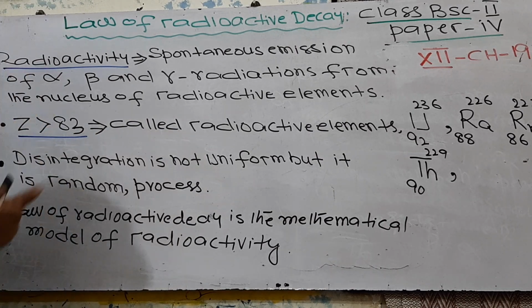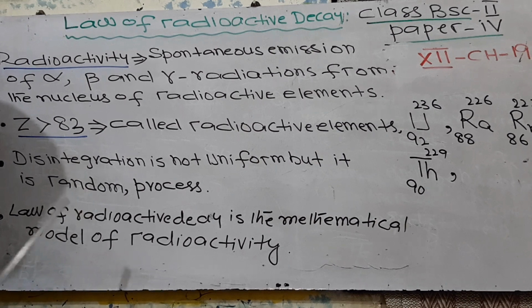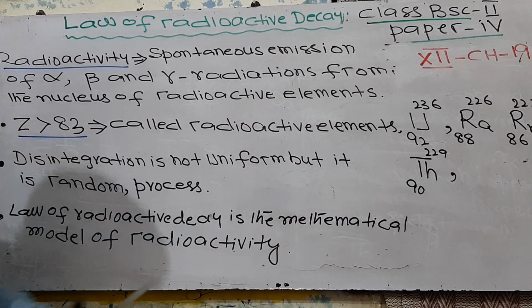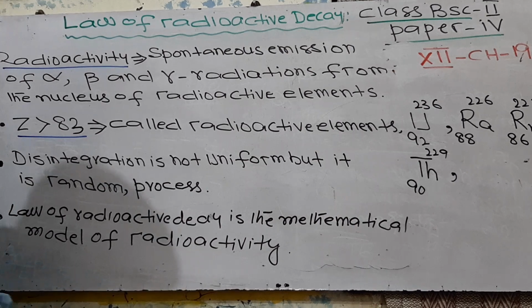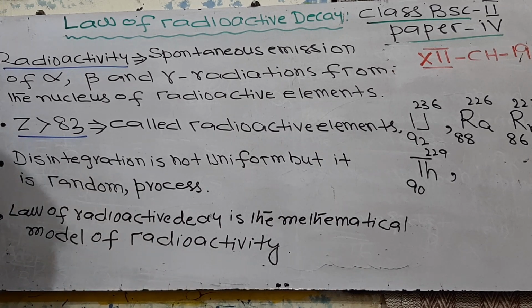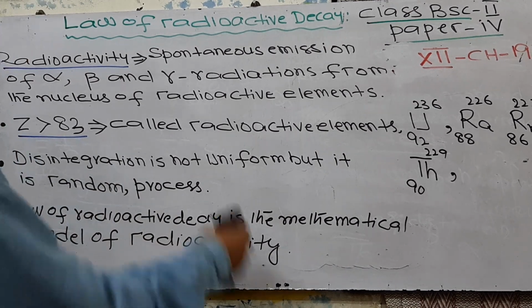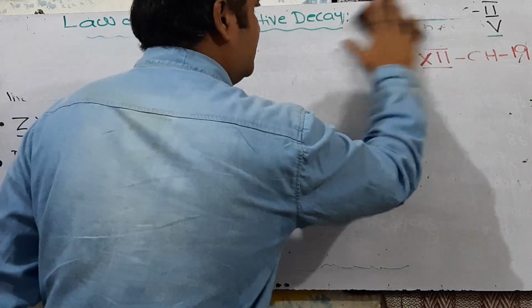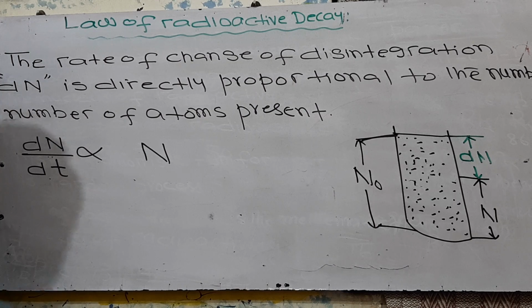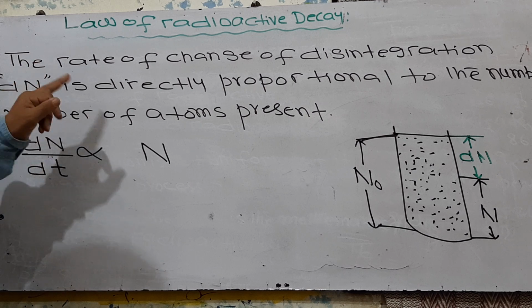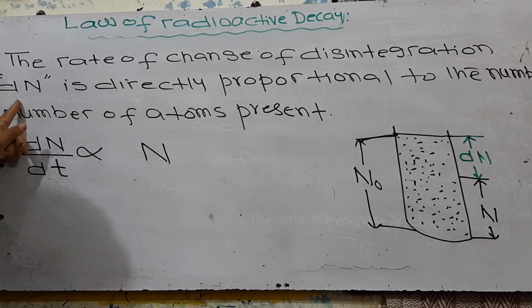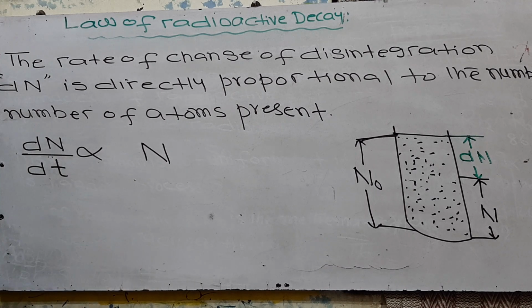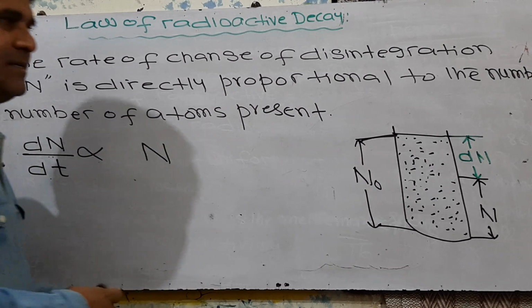What is the law of radioactive decay? Actually, it is the mathematical model of radioactivity. So, now we define the law of radioactive decay. The law of radioactive decay can be defined as: the rate of change of disintegration dN is directly proportional to the number of atoms present.